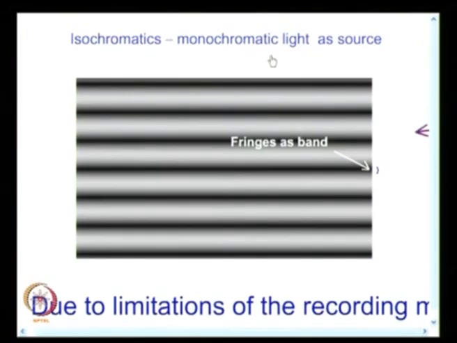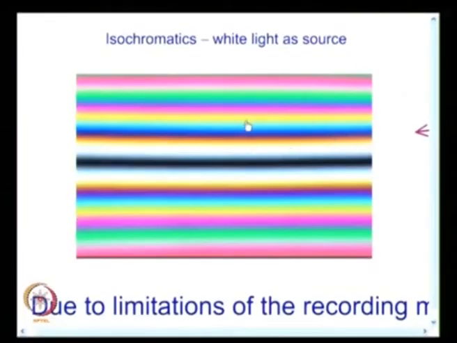On the other hand, if I use white light, which is the uniqueness of photoelasticity, I get the same fringes appearing as a beautiful play of colors. And the advantage with color is, using the color it is possible to label and order the fringes. And why do you see the contours as bands?